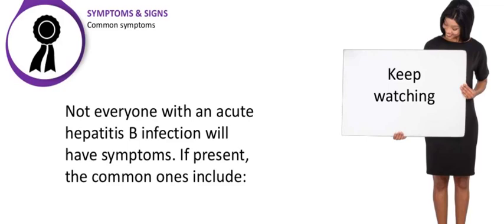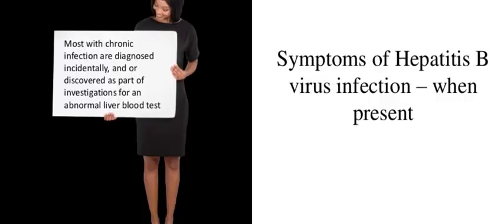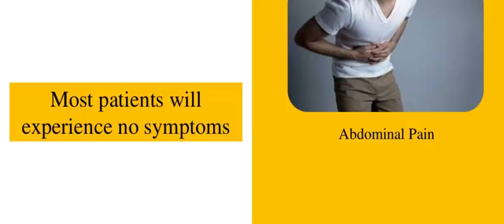Now, what are the symptoms? Not everyone with acute hepatitis B will have symptoms. If they are present, they will include some of what I will be showing you, but not at this point. Most patients with chronic infection are diagnosed incidentally or are discovered as part of investigations for an abnormal blood test. The symptoms of hepatitis B virus infection, when present, will include the following: abdominal pain.